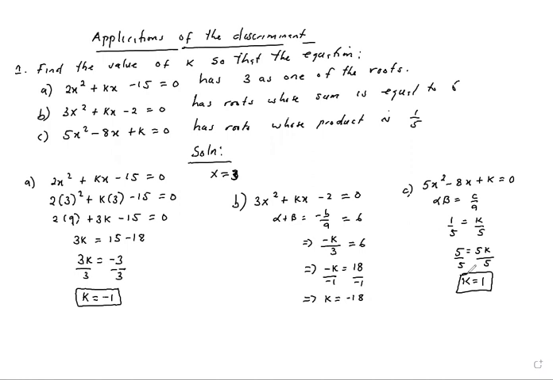So we use the fact that we understand how to get the sum, we know how to get the product. So if you're given the sum or product and in its formula there's a variable, you can find that variable.